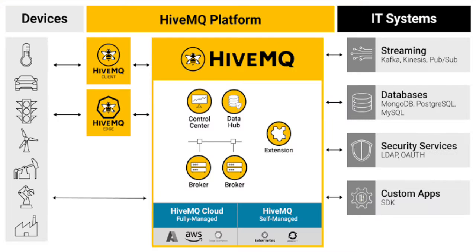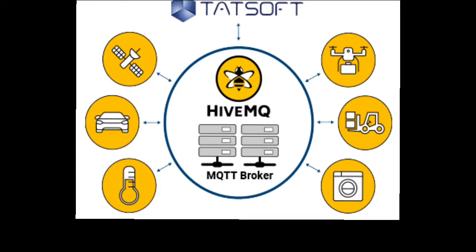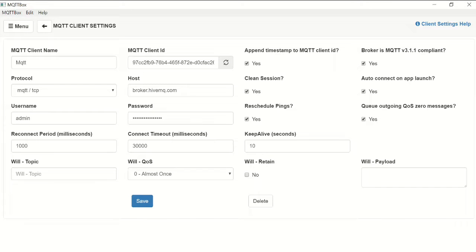In this session, we will connect MQTT box with JMeter. So first we'll give all the details of the client: client name, client ID, protocol, host, everything. Then click on save. You will be connected with the broker.